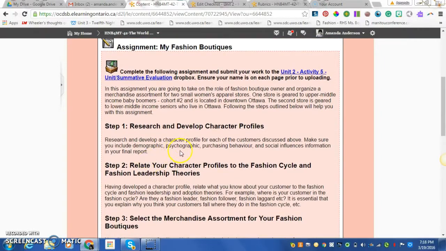So you're going to have to create a character profile for each of the customers. So just imagine what one of these baby boomers would be like and one of those lower middle income seniors. So use all of the things that you were looking at in the previous activity: demographic, purchasing behavior, what are their social influences, and all of the things that would make up what kind of person they would be. You're kind of stereotyping, if that makes it easier for you.